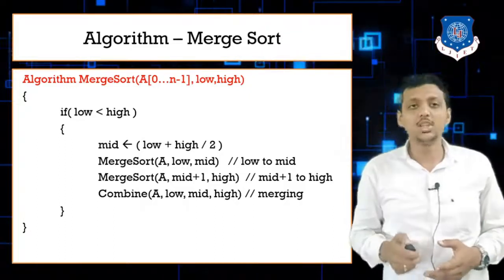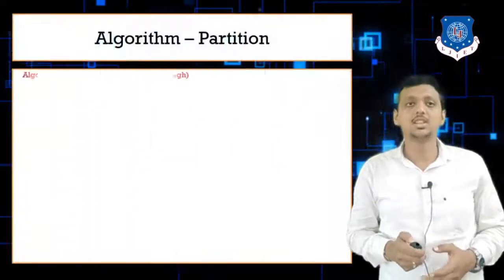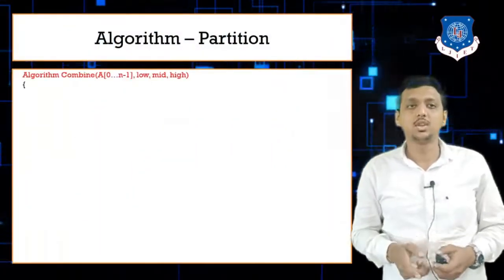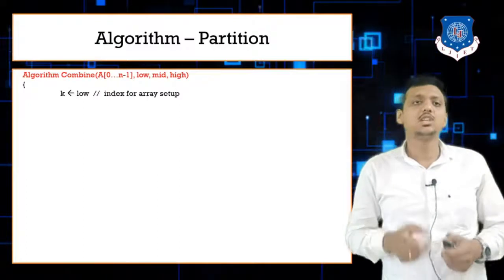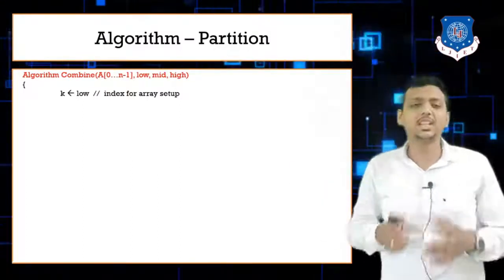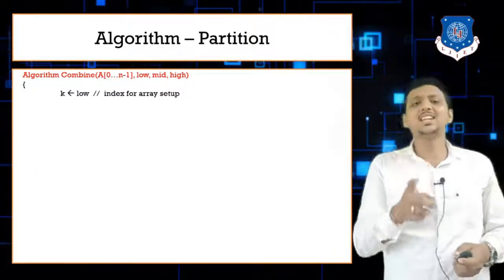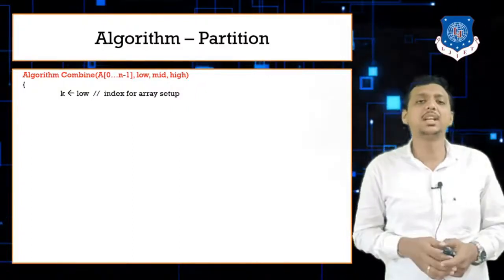Now first you need to see how the combine algorithm works. So here it is, the algorithm partition, or we can say the combine. The combine algorithm works like this: first we set k at the low position. What is k? K is the index which we are going to use for the temporary array.